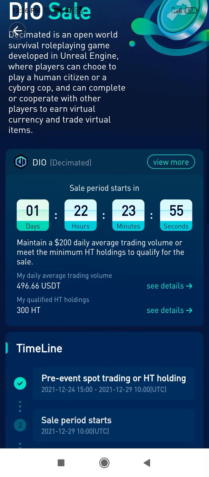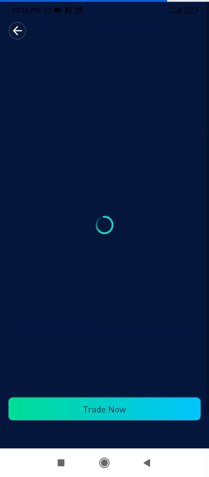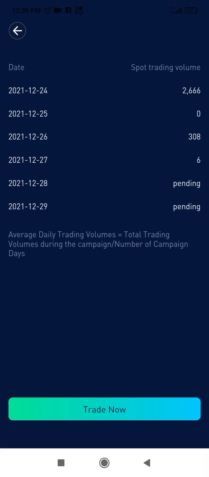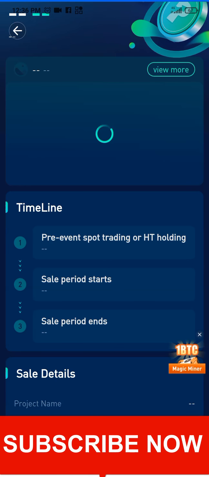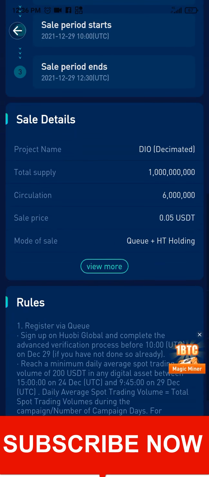So these are tips and things that you need to participate in the IEO. When I click on this one that says details, and you look at the trading details, you discover that I did 2,000 plus some days ago. So 6,308. I'm going to increase this also by 28, so at the end of the day, I'll be having over 200 average.